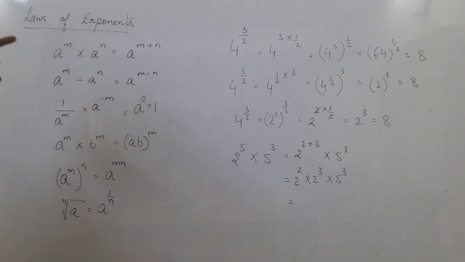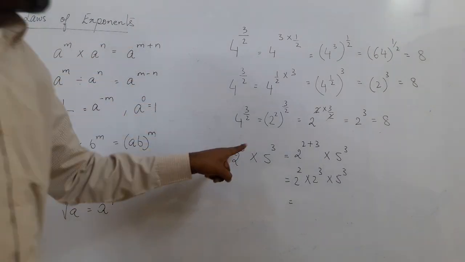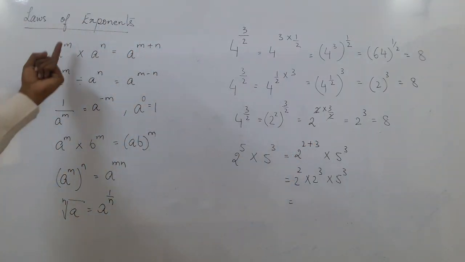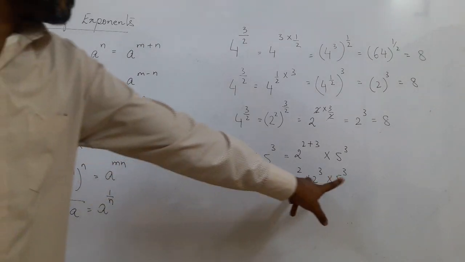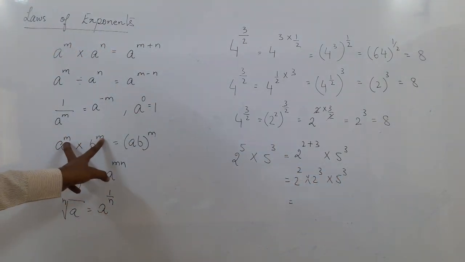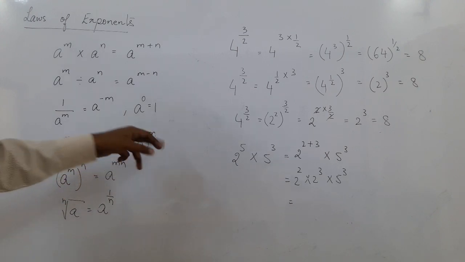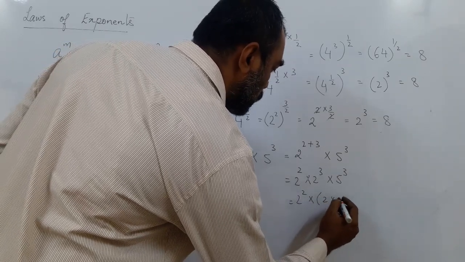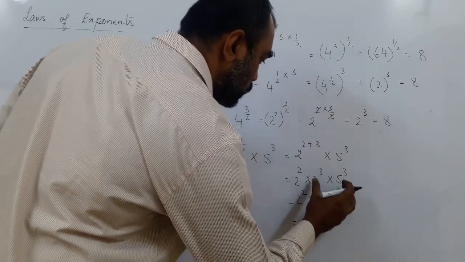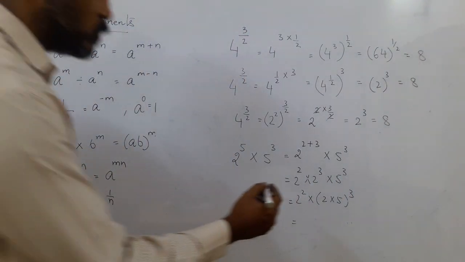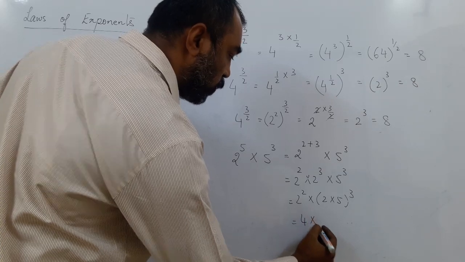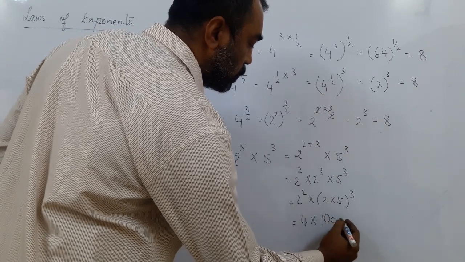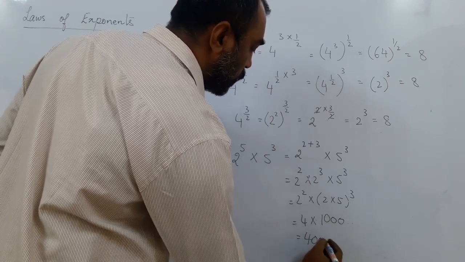Are you seeing the line of thinking? The 5 I broke down into 2 plus 3 because there is a 3 and I wanted a 3. Now a raised to m plus n is a raised to m into a raised to n. So now the powers have become the same. So what I am going to use here, a raised to m into b raised to m is ab raised to m. So 2 square into 2 into 5 raised to 3. These two are combined using this identity. So what is 2 raised to 2? I know it is 4. 2 5s are 10. What is the cube of 10? 1000. So we get the answer 4000.